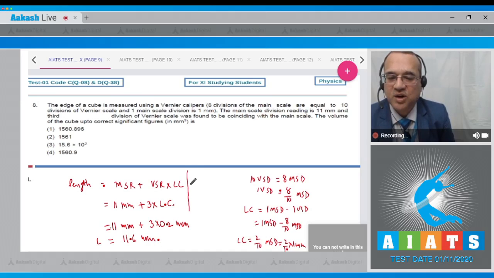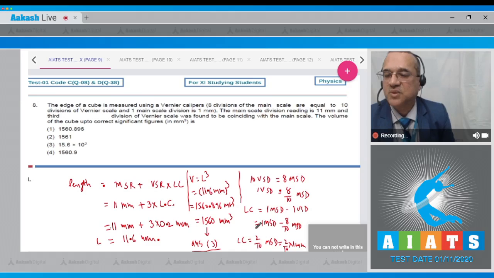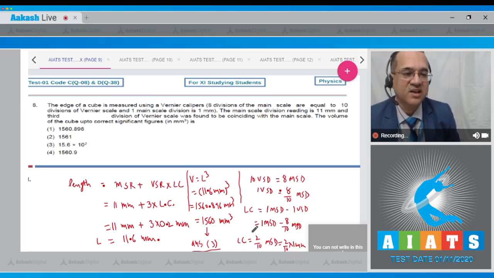And you know that volume is equal to the length cube, and this is 11.6 millimeter cube, right? So if you fill the values 11.6, 11.6, 11.6, this value becomes 1560.896 millimeter cube, right? But see, this is the product, and in the product there are three significant figures. So you have to select also three significant figures. So your answer will be this one, millimeter cube, which has been written in the form of answer 3, 15.6 times 10 to the power 2. Therefore, the answer to this question is option number 3, 15.6 times 10 to the power 2, which has the three significant figures, right?